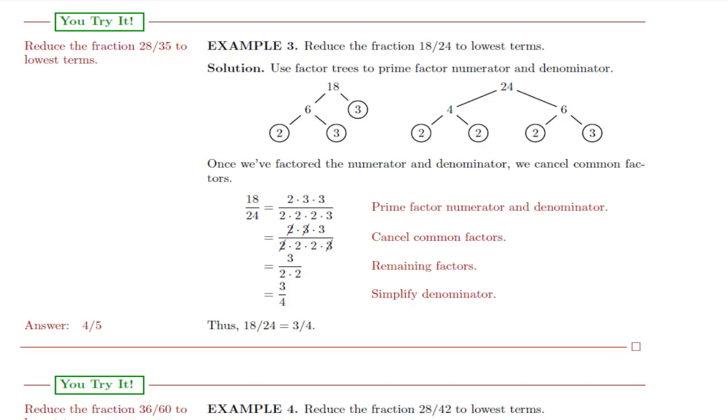Factor 24 into 4 and 6, 4 into prime factors 2 and 2, and 6 into prime factors 2 and 3. Once we factor the numerator and denominator, we can cancel common factors. So 18 has prime factors 2, 3, and 3, and 24 has prime factors 2 times 2 times 2 times 3. They have a 2 and a 3 in common, so we'll cancel these, and we're left with 3 in the numerator and 2 times 2 in the denominator, and 2 times 2 is 4, so we're left with 3 over 4. Thus, 18 over 24 equals 3 over 4.